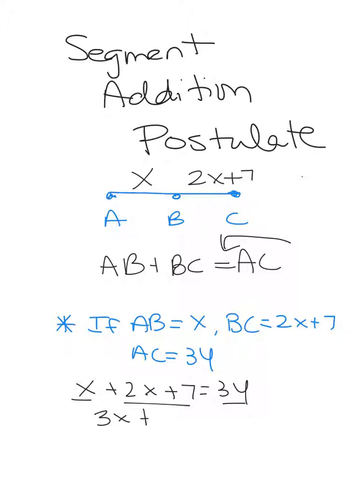So I have 3X plus 7 is equal to 34. Bring the 7 to the other side, and I have 3X is equal to 27, so X is equal to 9. So that gives me a value of X.